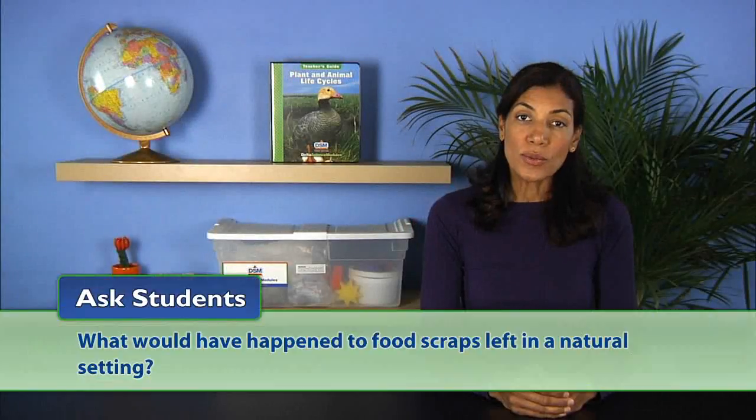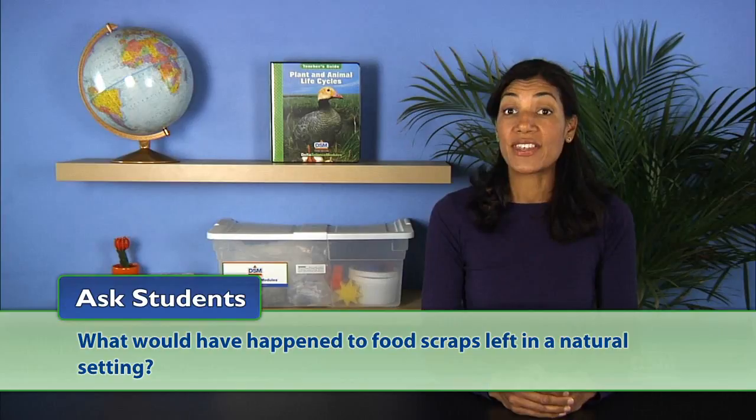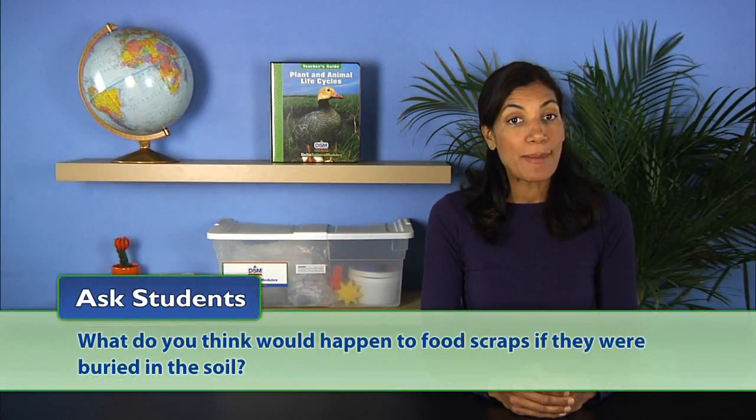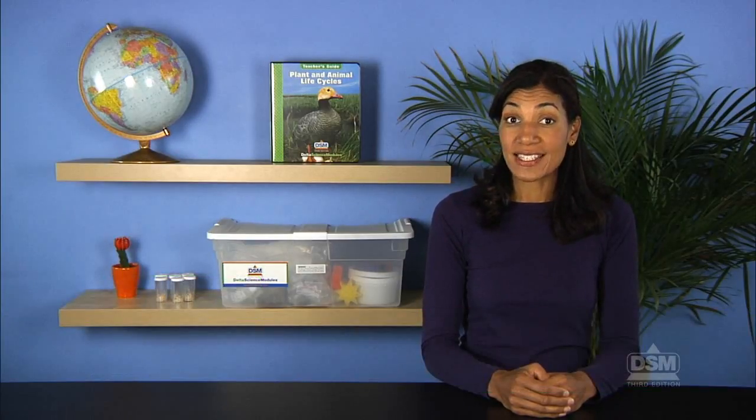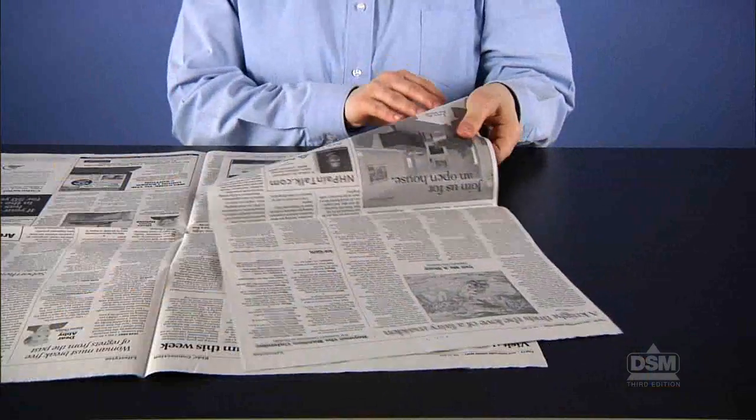Ask students what would have happened to food scraps left in a natural setting. Students should predict that the food scraps would have probably begun to decay. Ask students, what do you think would happen to food scraps if they were buried in the soil? At this point, accept all reasonable responses. Students may speculate that the food scraps would continue to decay until they became tiny pieces of the soil itself. Then, tell teams to return their Petri dishes to the closet and then to cover their desks with newspaper.